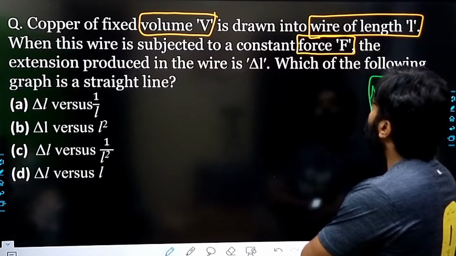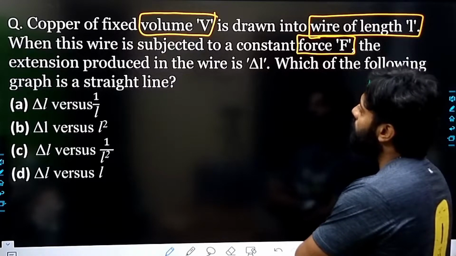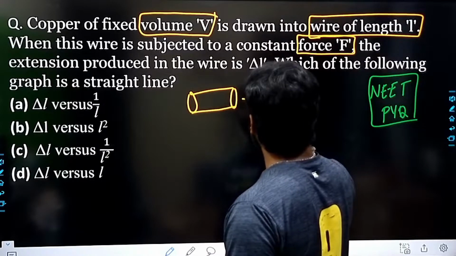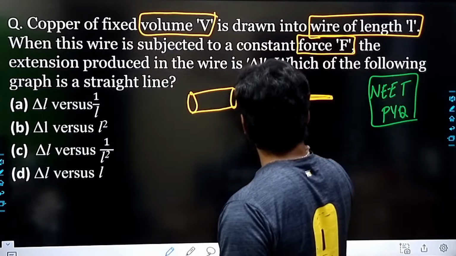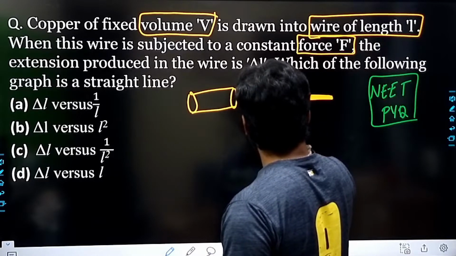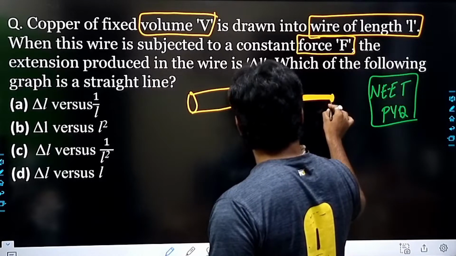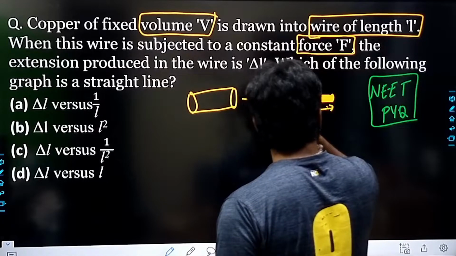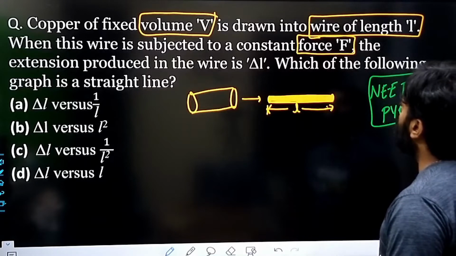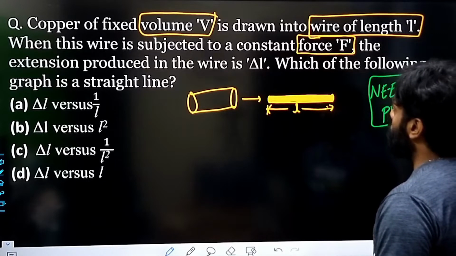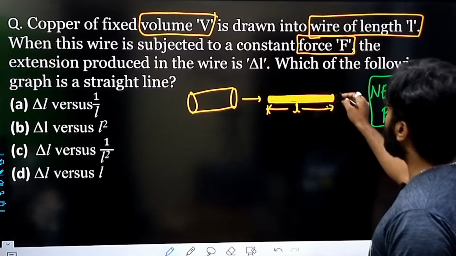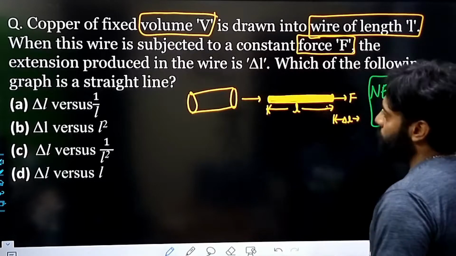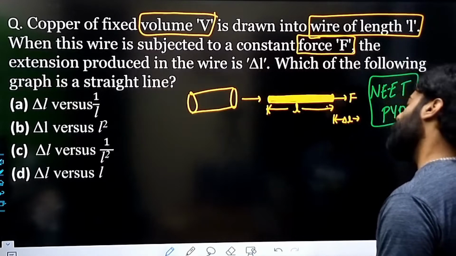For a fixed volume V is drawn into a wire of length L. तो वायर बना रहे हैं. कितनी लेंथ के? लेंथ L के. When this wire is subjected to a constant force, the extension produced in the wire is delta L. Okay, इससे हमने क्या करा, इस पर एक फोर्स और लगा दी और हमारे पास जो एक्सटेंशन आ रही है, that extension is coming to be delta L. Which of the following is a straight line? ग्राफ हमारे पास स्ट्रेट लाइन हो जाएगा, ठीक है.